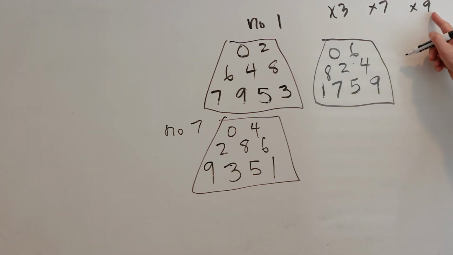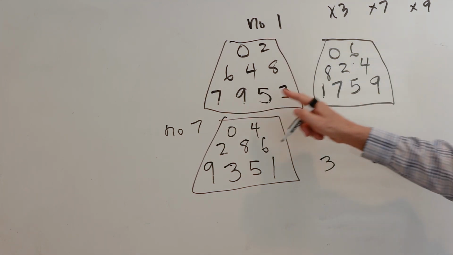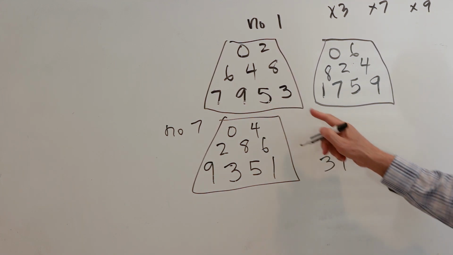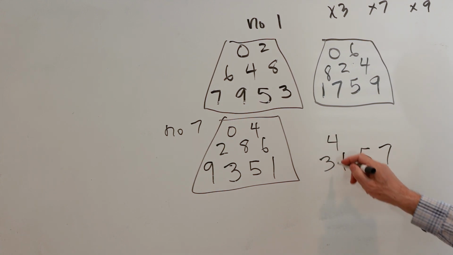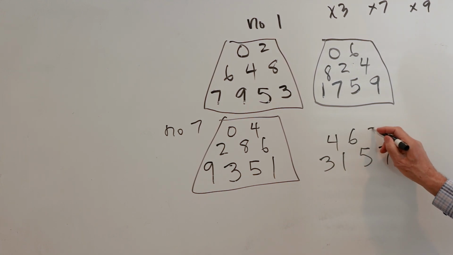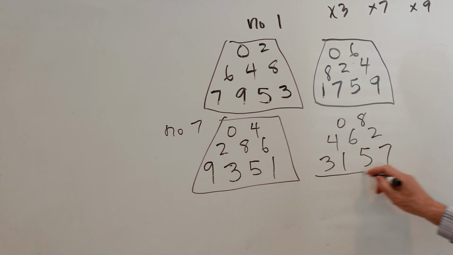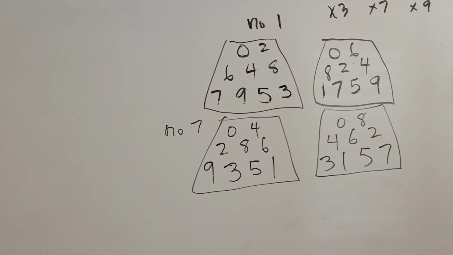So finally we times by 9. 9 times 7, 63. 9 times 9, 81. 9 times 5, 45. And 9 times 3, 27. So then we add up and we get 4, 6, 12, 0, and 8. So we have 4 solutions.